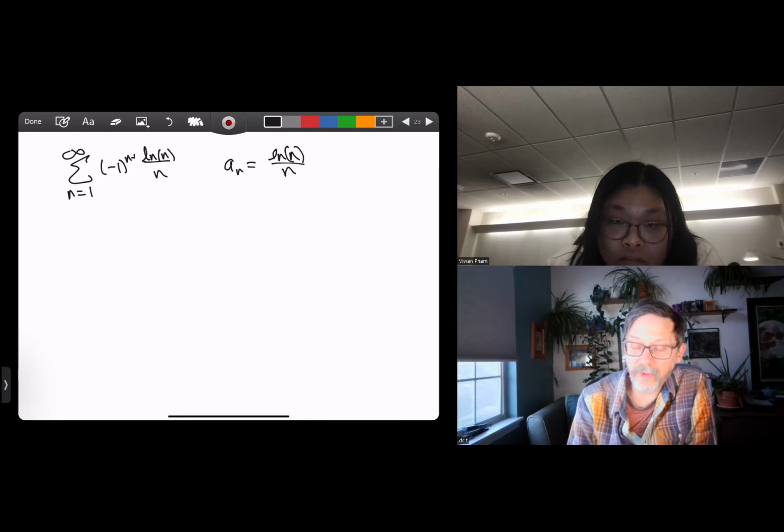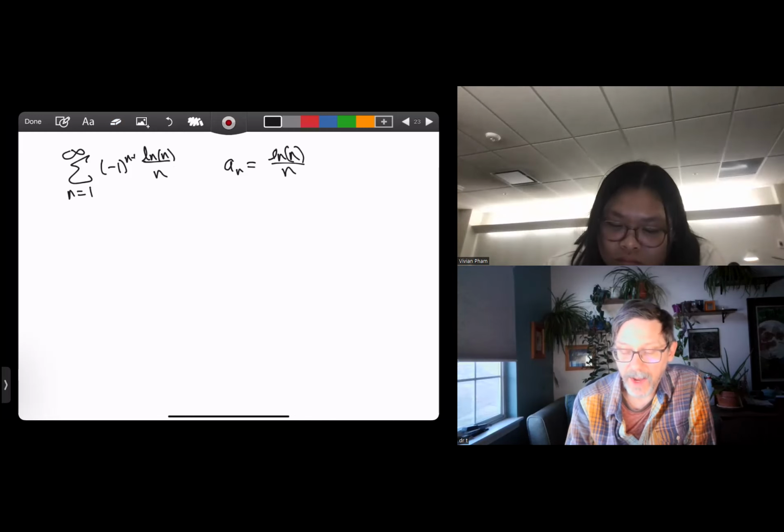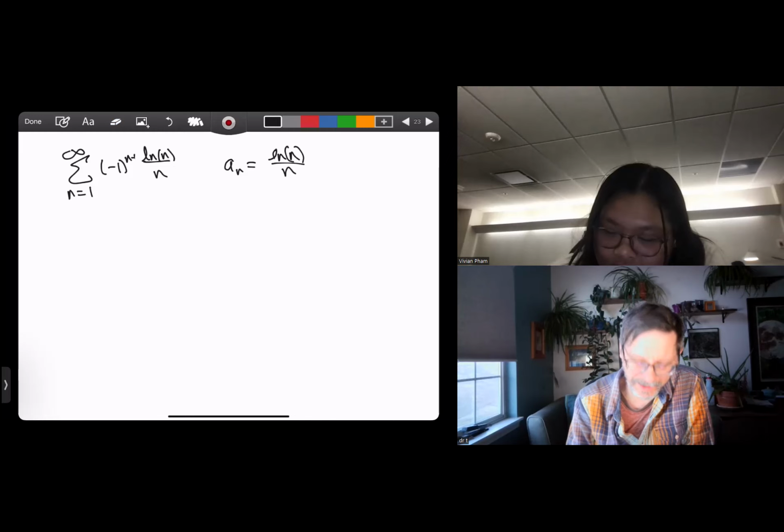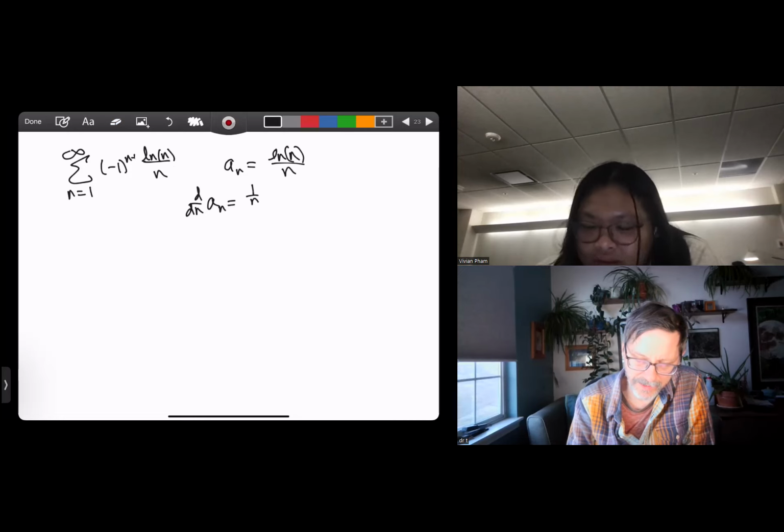And so let me ask you, how can I show that's decreasing? Because it is. So I find the derivatives of it. Yeah. And I think I got negative ln of n over n squared.